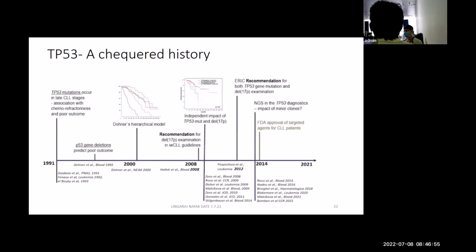So the significance of that is that you have to do both. You can't just do 17p and say, okay, TP53 will be negative. We have two alleles, so one allele can be lost, one can be mutated. That's why in ERIC 2018, they added in the recommendation that you have to do both: Sanger sequencing for TP53 mutation and FISH for 17p.